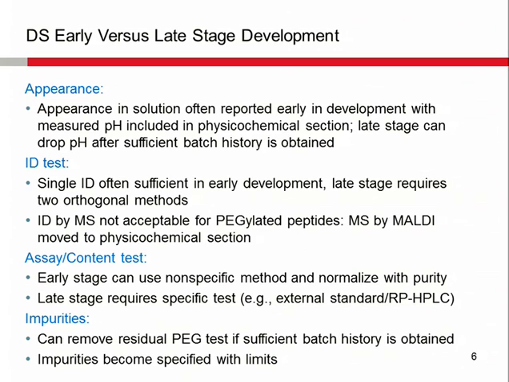As you develop more batch history, some of those initial tests, for example, free PEG, if you make 10 lots and you demonstrate that it's never been in there, perhaps you validated the assay, at that point, you can easily justify and say this test is no longer really needed for specification.